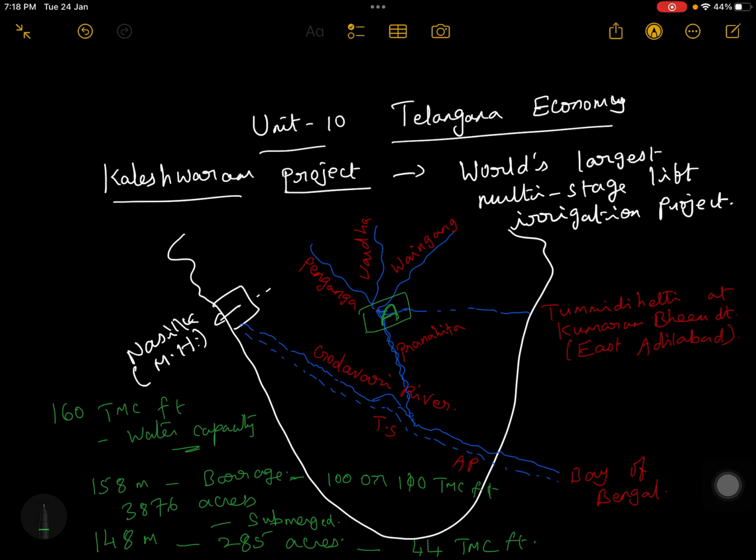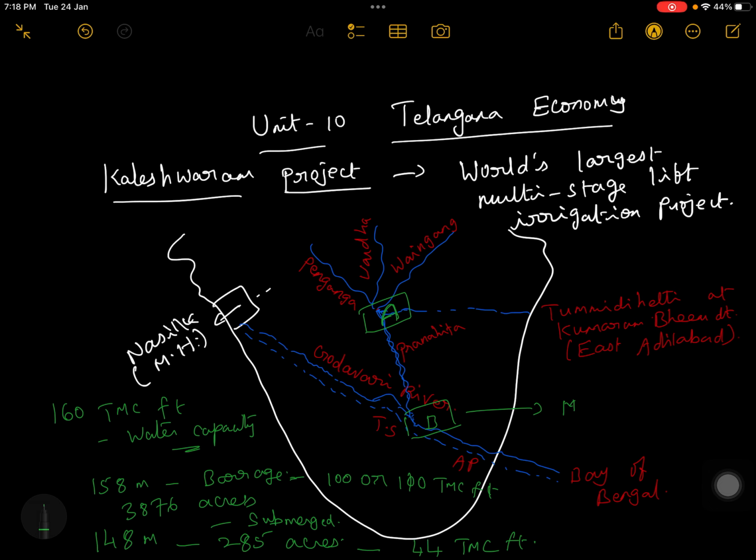Y.S. Rajasekhar Reddy. Later, after the bifurcation of the state, Mr. K.C. Chandrasekhar Rao became the chief minister. With the experts and engineers, they consulted and discussed, and found that instead of constructing a barrage at this place, they could construct a barrage here. Let me mark it as B.